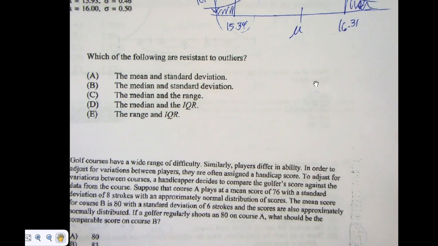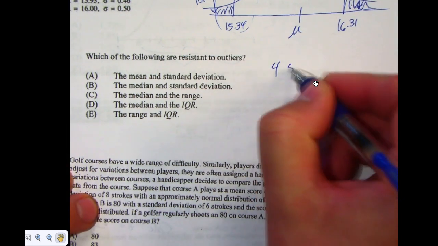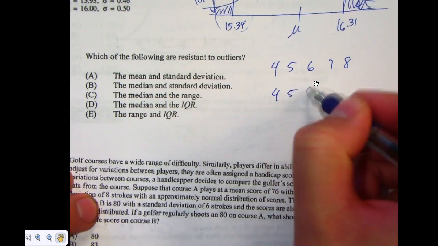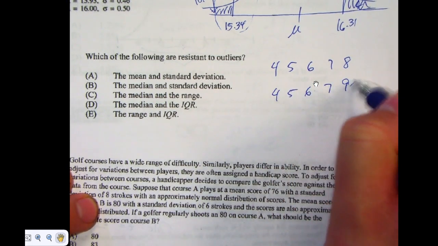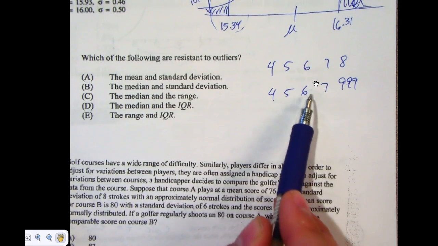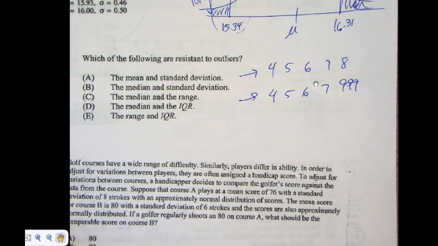Resistant to outliers. That means if I give you 4, 5, 6, 7, 8, and then I change it to 4, 5, 6, 7, 9, 9, 9, resistant means that that doesn't change. Does the median change in this case, going from there to there? No, so the median is resistant. With the mean change, yeah, so the mean is not resistant. It can't resist changing based on that outlier.